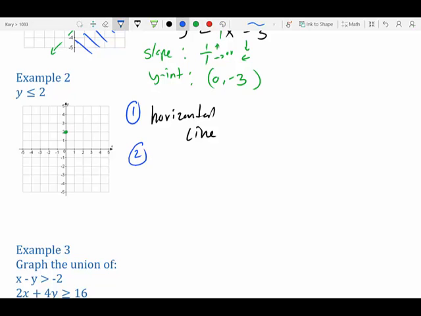Our second step, it's going to be a solid line because we have the line underneath. So solid line. And now we need to read it. Y is less than 2. So if it's less than 2, we shade below.